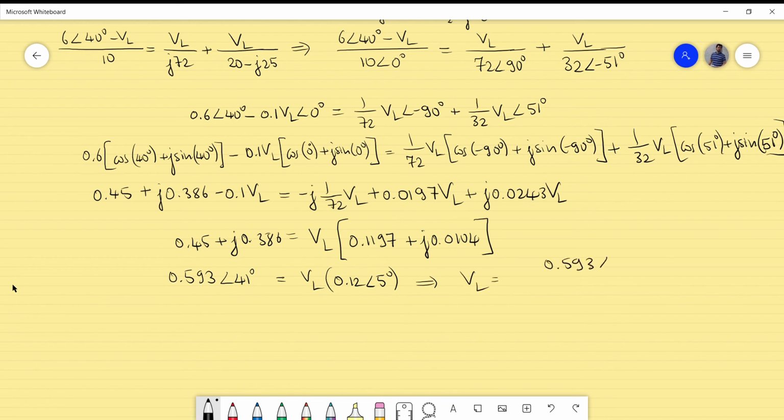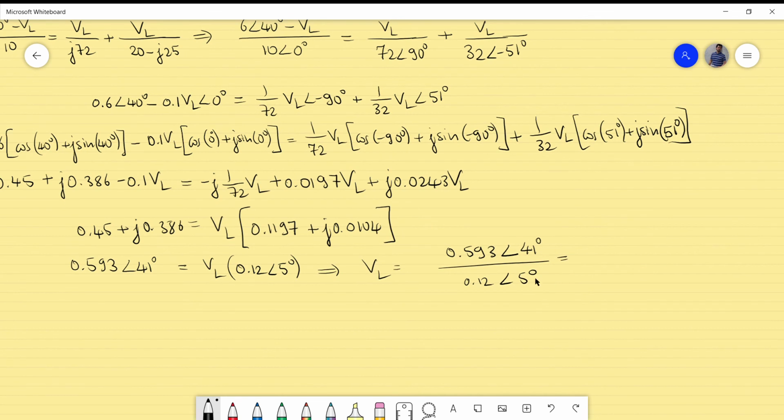Now if I want VL, VL is 0.593 with a phase of 41 degrees, divided by 0.12 phase 5 degrees. If I do the math again, you divide the magnitudes and you subtract the phases, you will have 4.94 phase of 36, and this is of course in volts. And we actually have the expression of the inductor voltage now in polar representation.